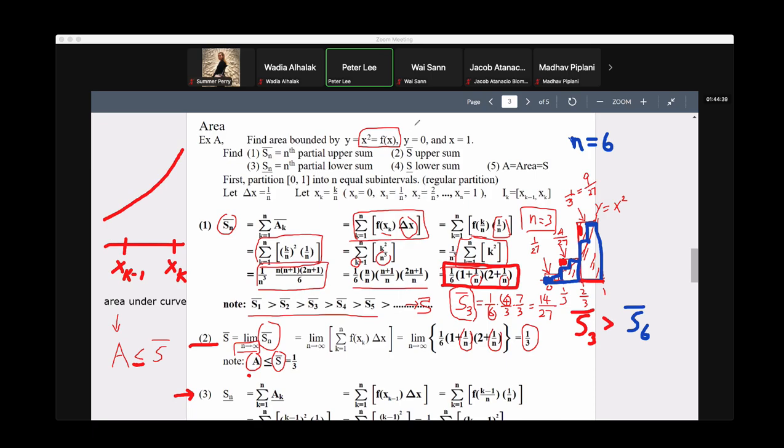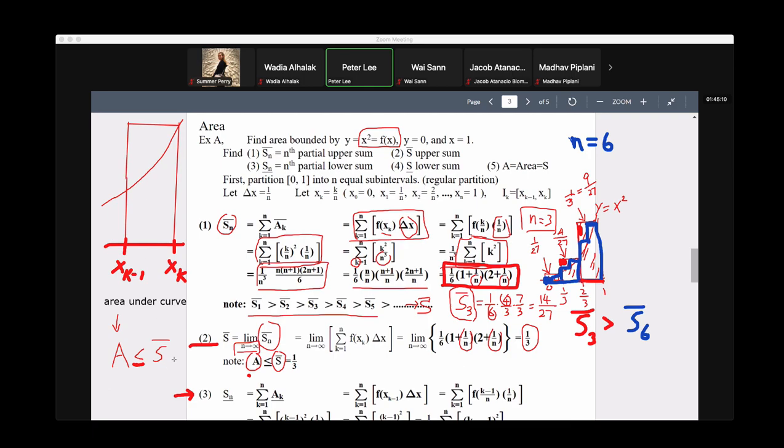Let me draw this with a thin red. What we want is to create the area here on the kth curve. For the upper sum, what did we do? We took the tall rectangle, this guy right here. That's what we did.